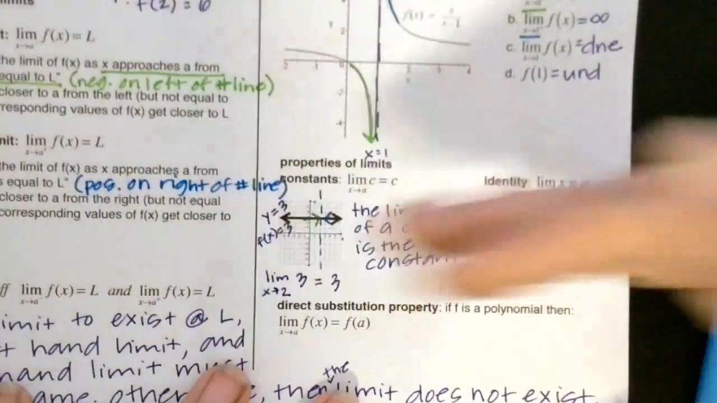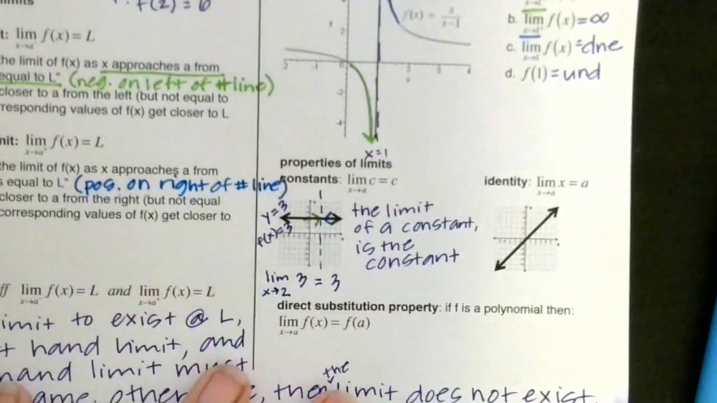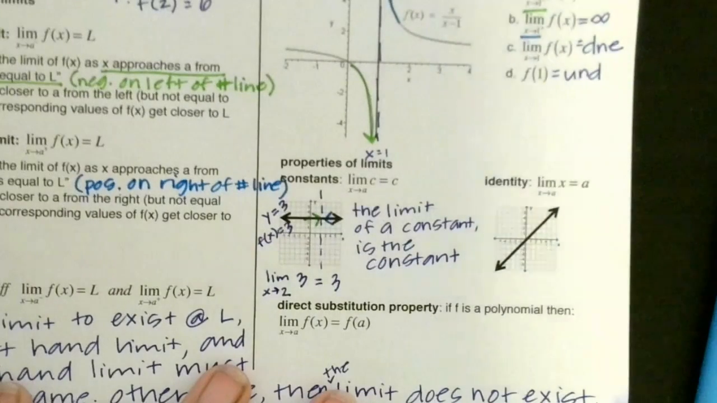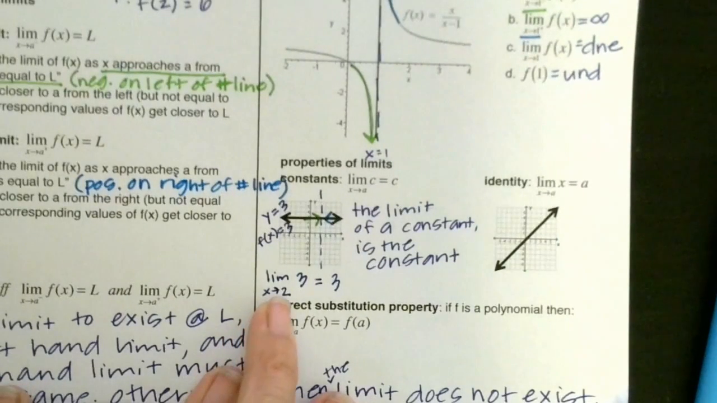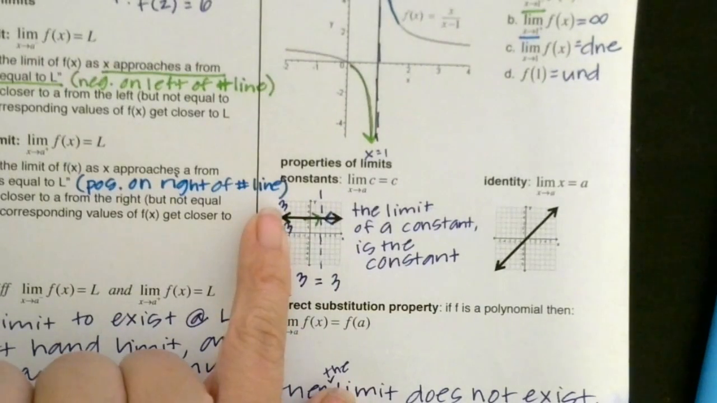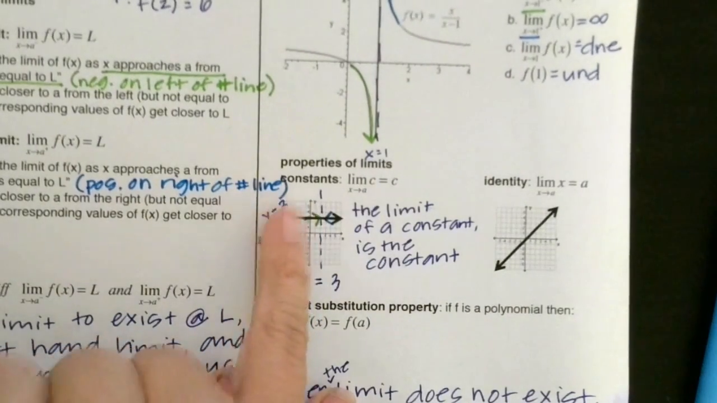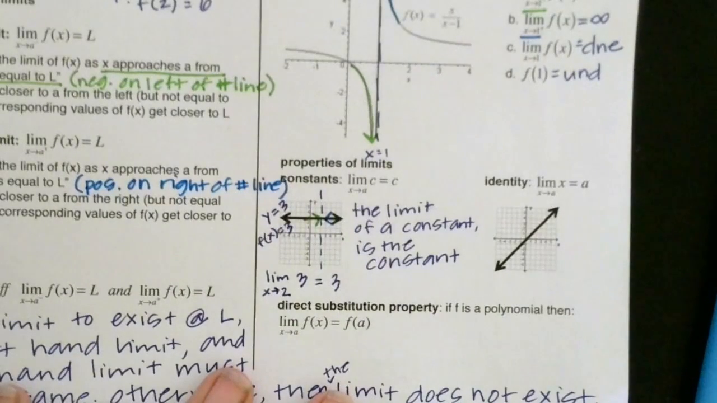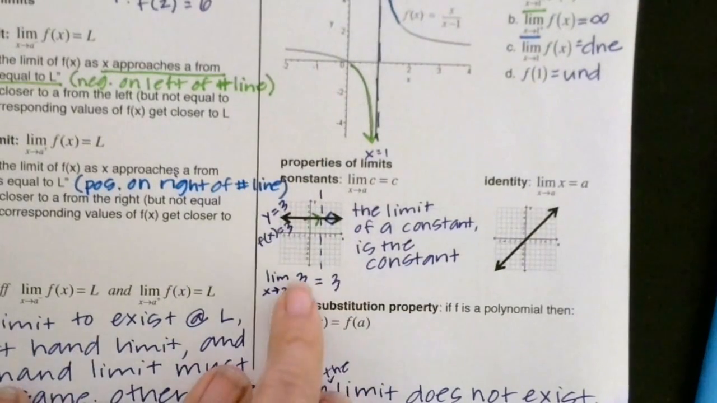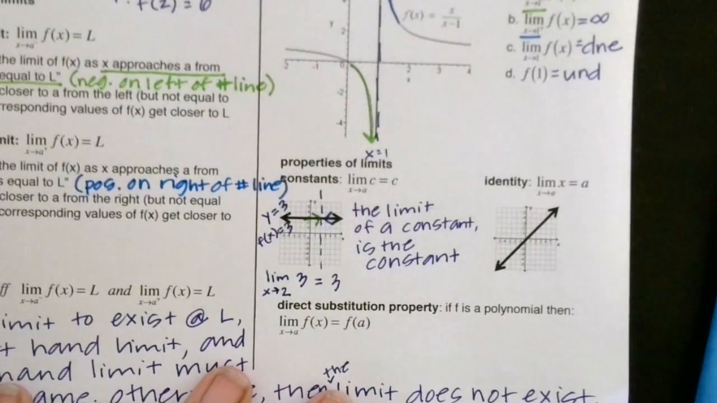Because this graph only has a height of 3 and doesn't change its height at all, it doesn't matter if the number here changes, like let's say it was -5. If I'm here at -5 from the left and the right, it's still intending to reach a 3, so the answer is 3. So if you just have a constant number here, then the answer is the constant.